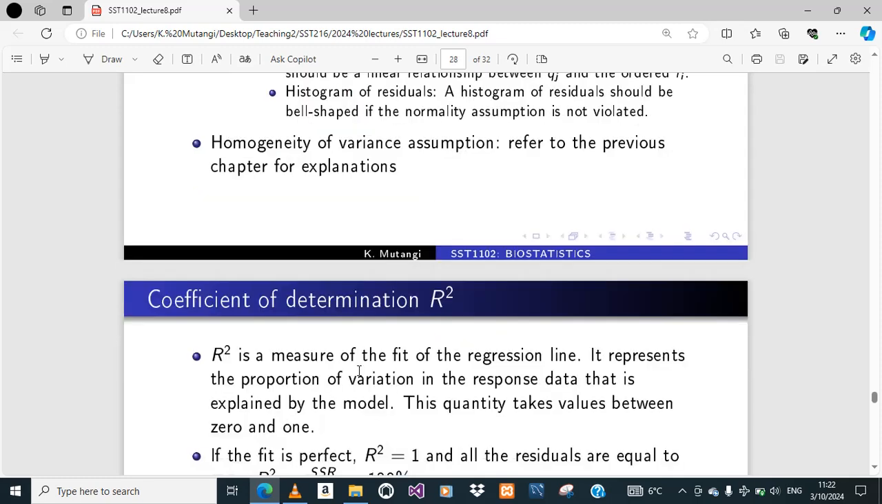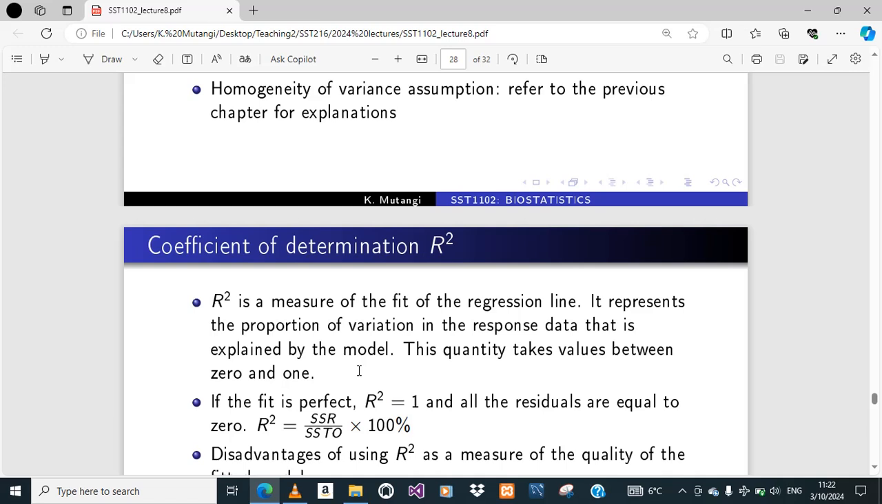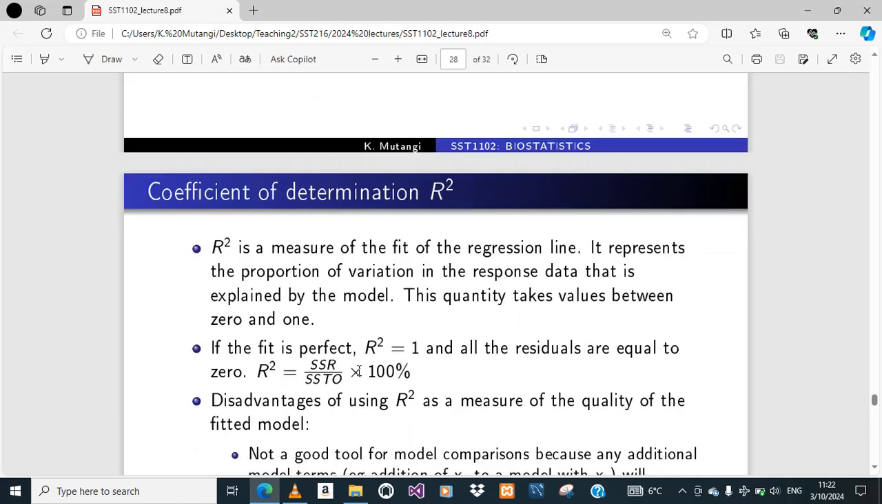Let's look at the other stuff here, coefficient of determination, which is R squared. R squared is a measure of fit of the regression line. It represents the proportion of variation in the response data that is explained by the model. So the quantity takes values between 0 and 1. Of course, a very good model would have an R squared around 90-something%.